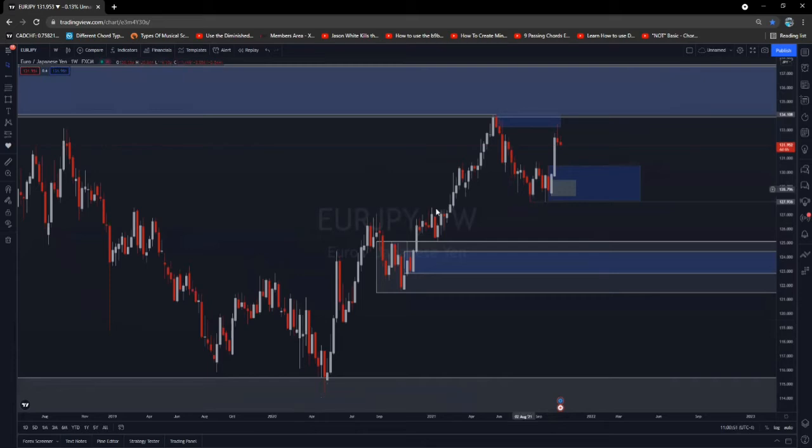So now, because the market failed to break below this area over here, meaning according to the rules of trends, it's respecting swing lows but violating swing highs. Because it hasn't violated the swing low here, the uptrend is still valid, right? So this is why I'm still holding on to the buy. But yeah, this is an update on EURJPY. Let's move on to another pair.